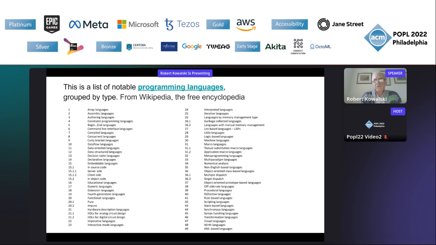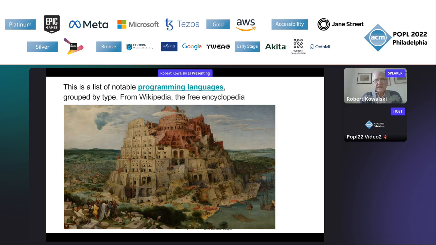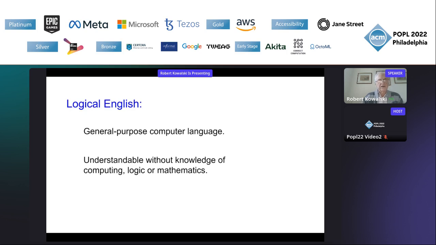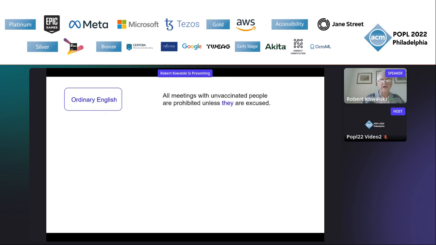So what's the problem? Look at this. Here you go. You want to add to this list yet more programming languages. And what we'll end up with is what we already have. We have a mess, a computer science mess. Logical English aims to solve that problem by providing us with a single general purpose computer language, which can be understood without knowledge of computing, logic, or mathematics, and is inspired in large part by the language of well-written legal documents. Now, when I say general purpose computer language, I don't mean programming language, unfortunately. I mean database language, AI, knowledge representation language, specification language, what have you.